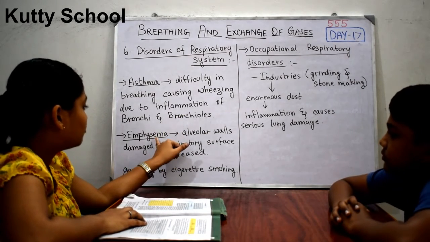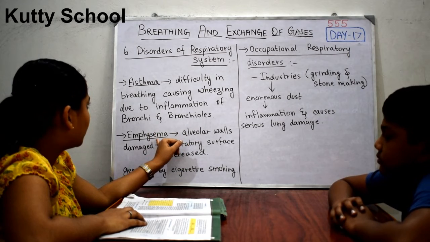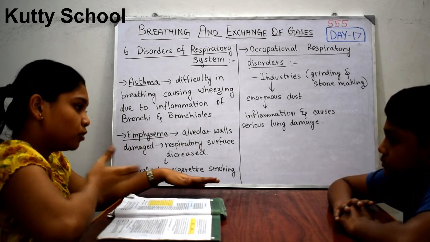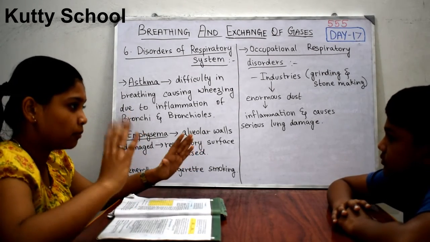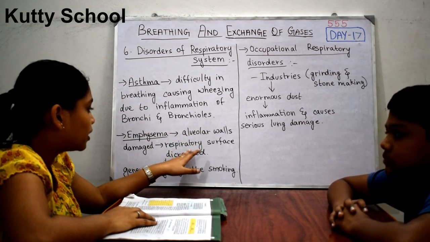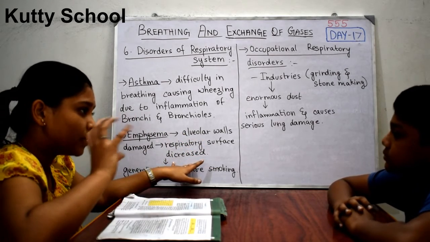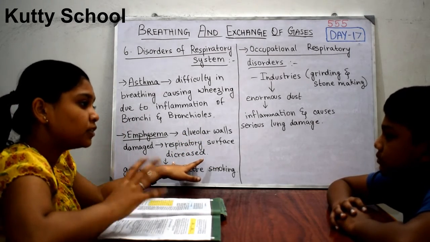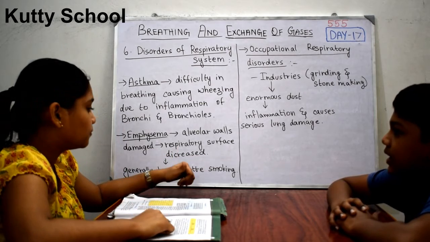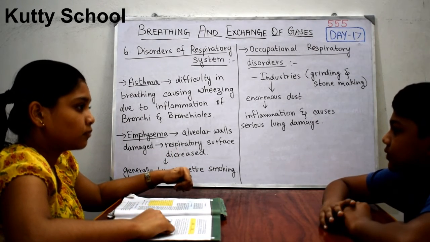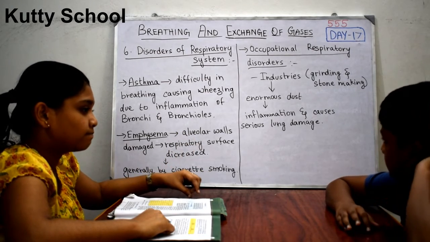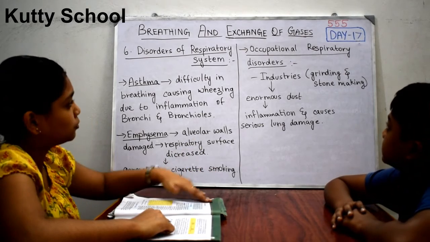Emphysema is also a respiratory disorder. In emphysema, the alveolar walls, where diffusion occurs between the air and the blood, get damaged. Therefore the respiratory surface is decreased. Because of the damage to the alveolar walls, a large number of gases cannot diffuse across, and the blood and organs will not get enough oxygen. It is caused generally by cigarette smoking.